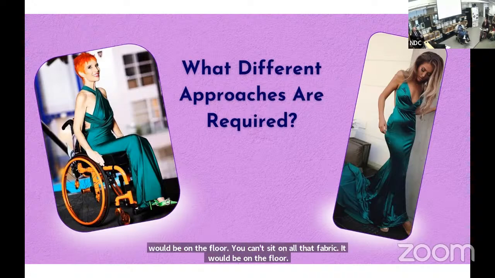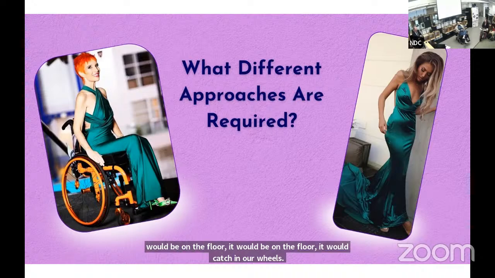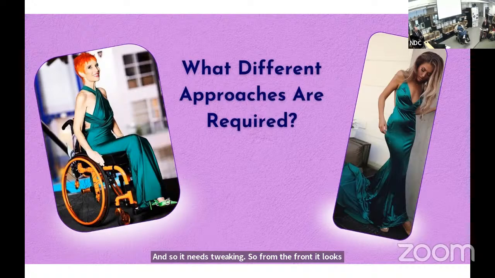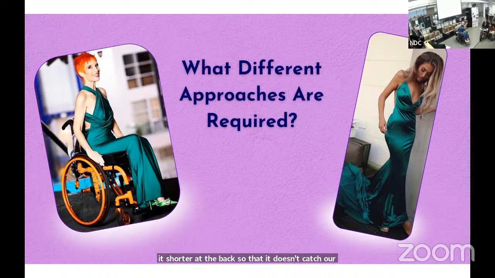So it needs tweaking. From the front, it looks exactly the same as the dress you see the lady standing in. But actually from the back, it's been redesigned. We've taken all the fabric away. We've made it suitable for us to sit in. We've made it so that it's shorter at the back so that it doesn't catch our wheels, but it's long in the front. And that's the sort of approach we've got to take. We've got to think differently about design completely.